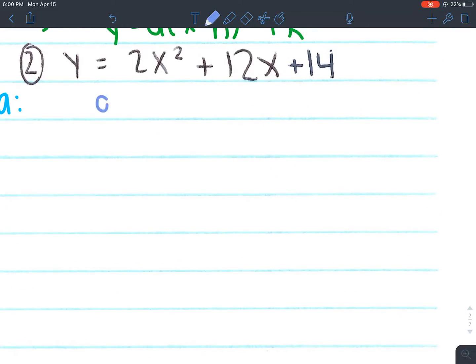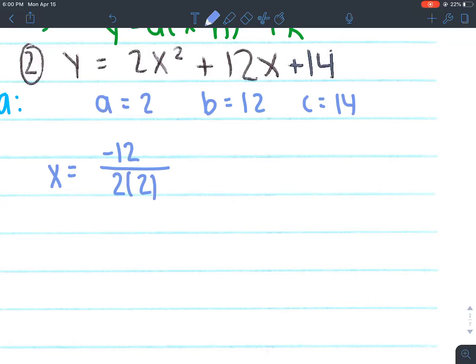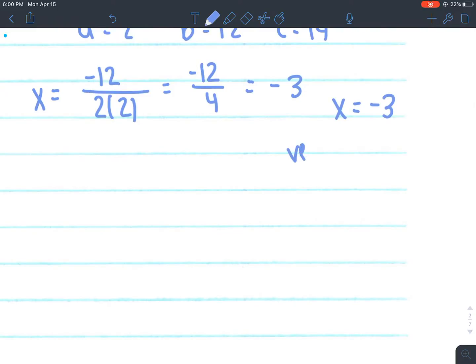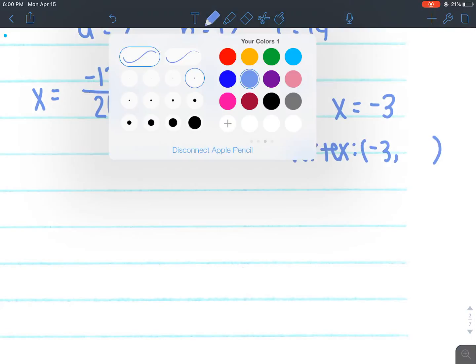Identify my a, b, and c first. A is 2, b is 12, c is 14. X equals, I'm going to use my axis of symmetry, that's going to be negative 12 over 2 times 2, because my a is 2. Negative 12 over 4 is going to be negative 3. So I know the axis of symmetry, x is going to be negative 3. Now, that means my vertex will have negative 3, and I need to find the y value.